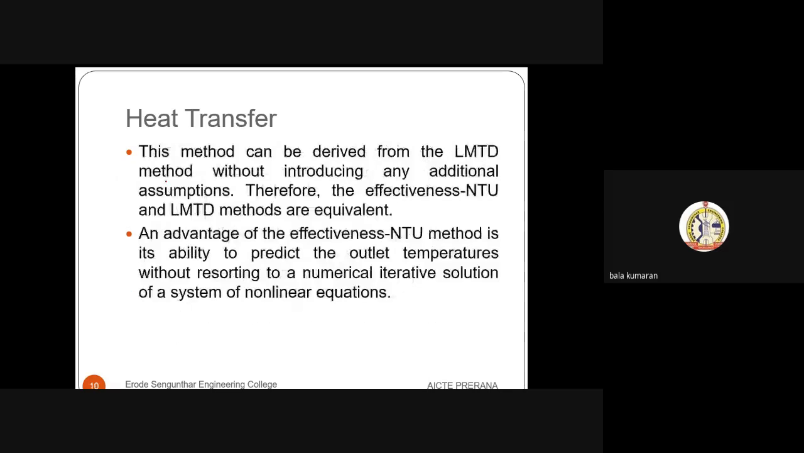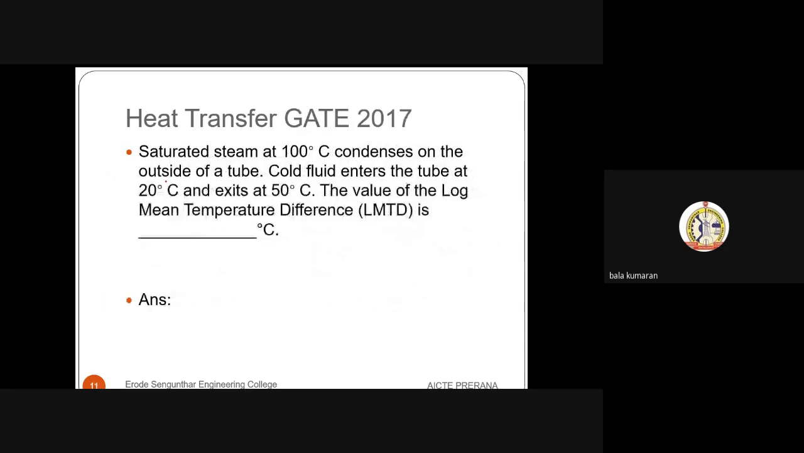Right now we are at the first question, which came in GATE 2017, a 1 mark question. The question is: saturated steam at 100 degrees Celsius is condensed on the outside of a tube. Cold fluid enters the tube at 20 degrees Celsius and exits at 50 degrees Celsius. The value of the log mean temperature difference, LMTD, is dash degrees Celsius.